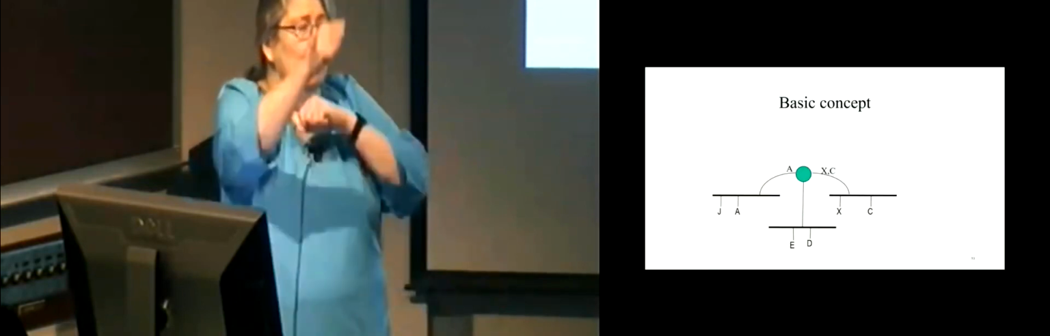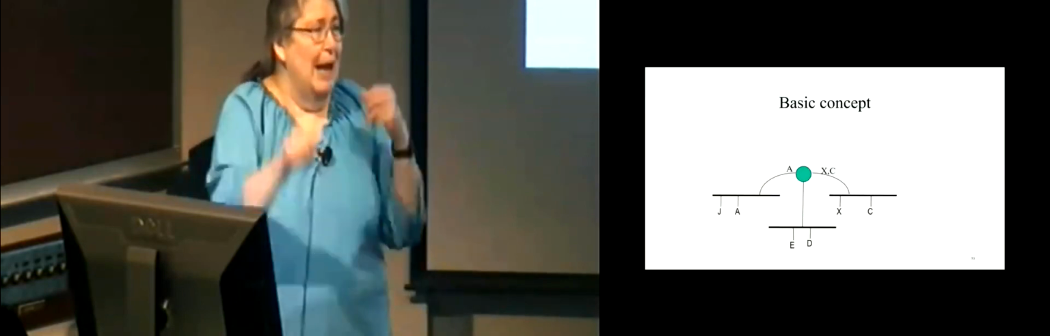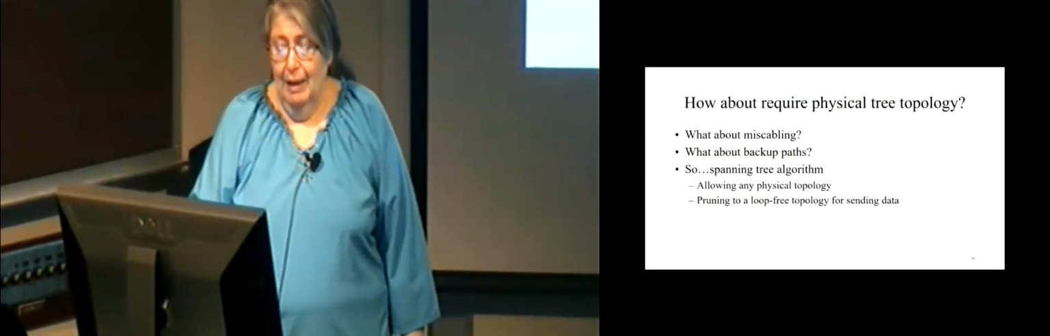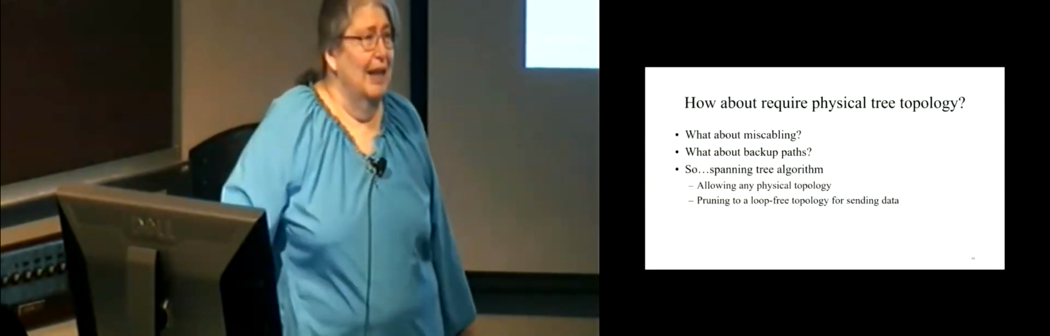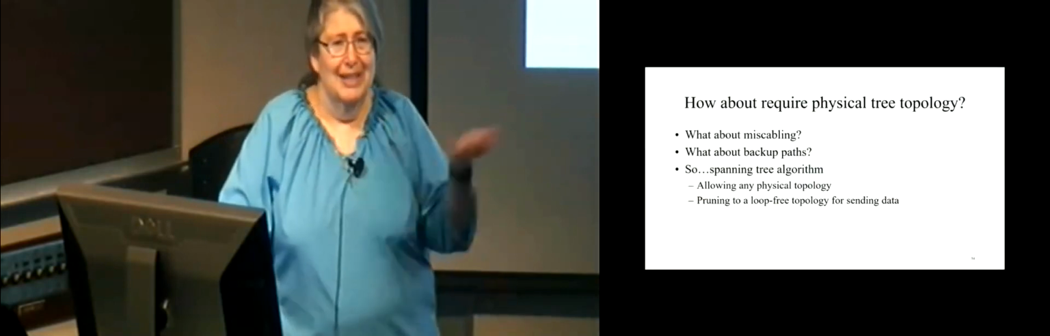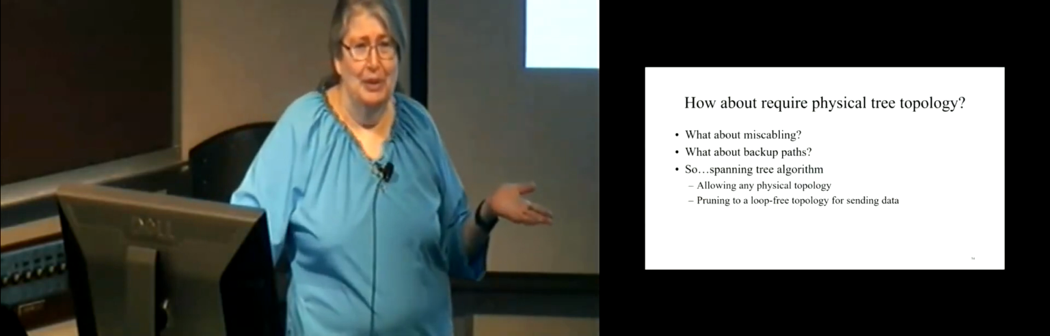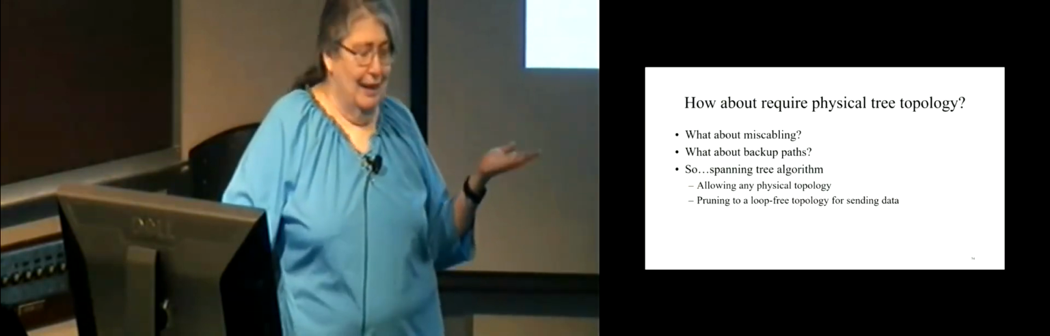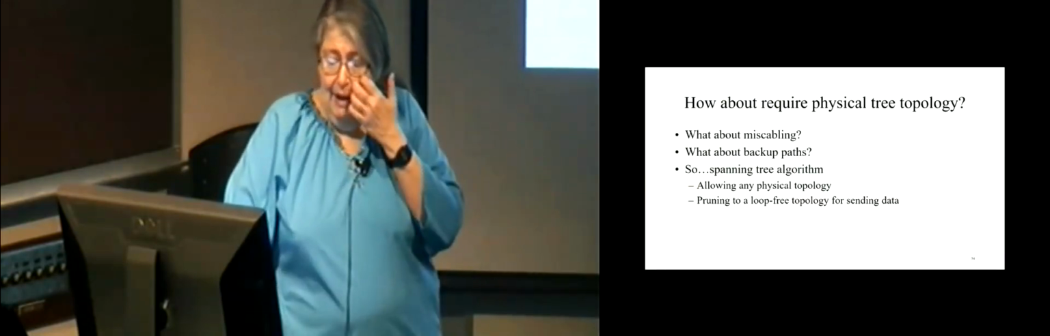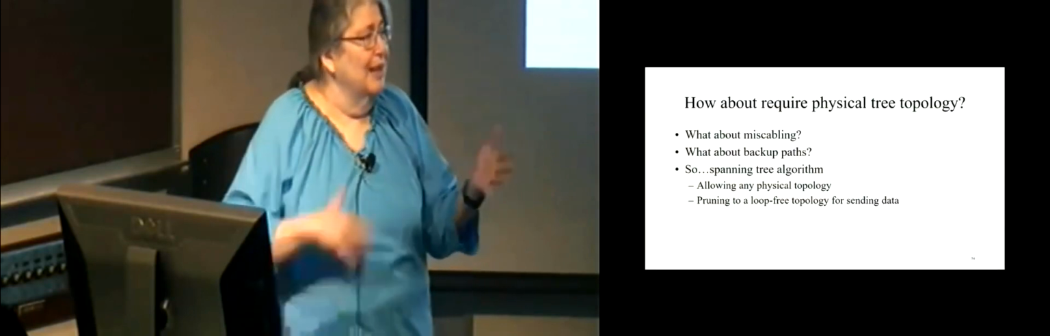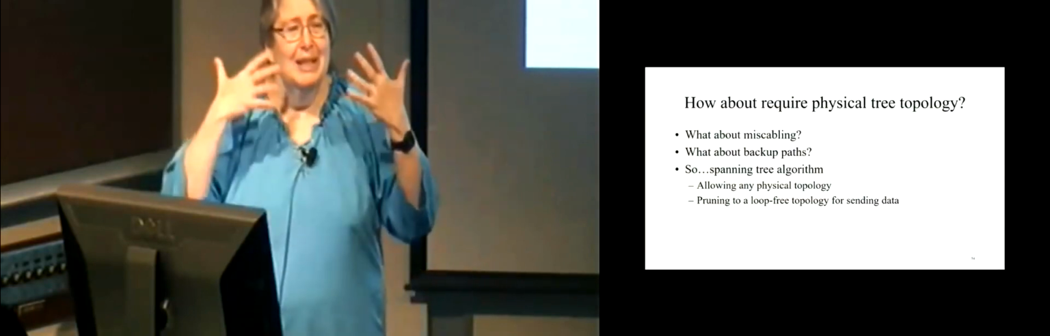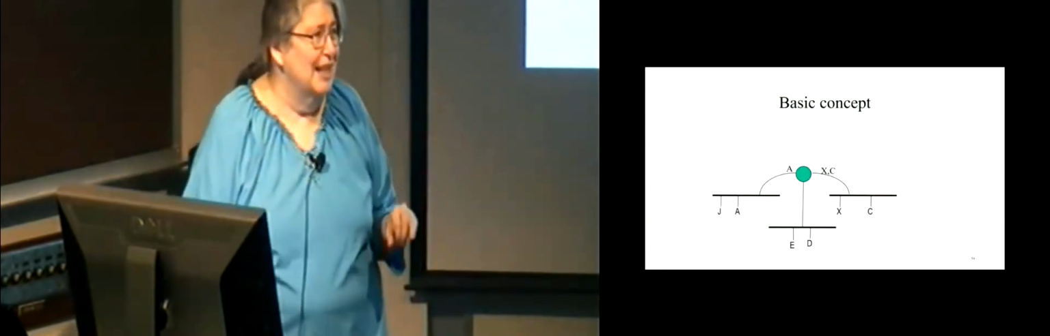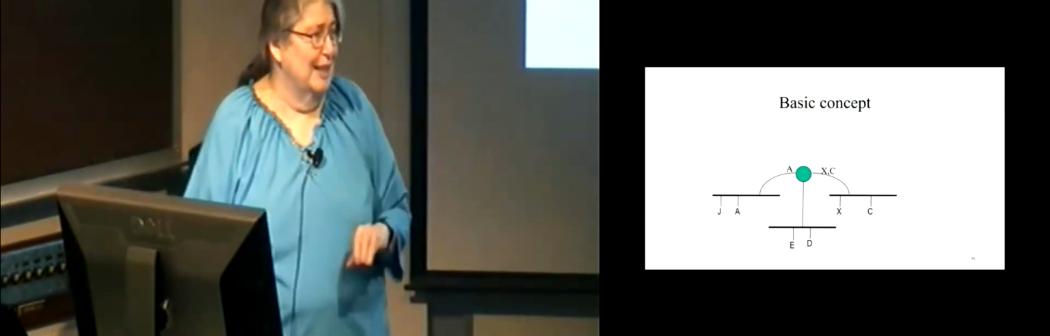If there's multiple ways of getting someplace, the packets will just keep circulating. So one concept is to just tell the customers not to put in any loops. But then you don't have any backup paths if anything breaks. So it was ideal if the bridges could talk amongst themselves and figure out a loop-free subset of the topology.